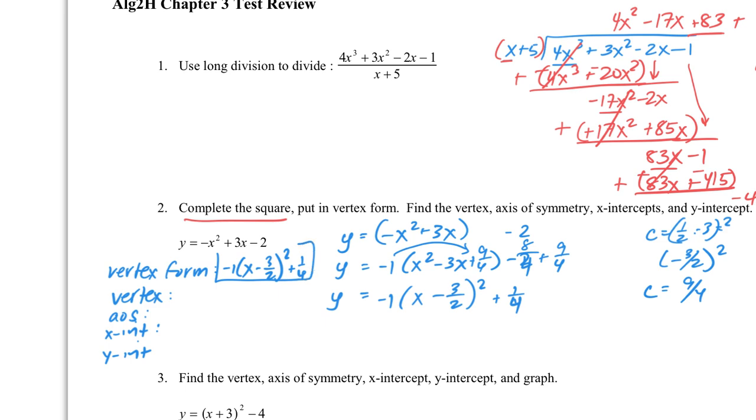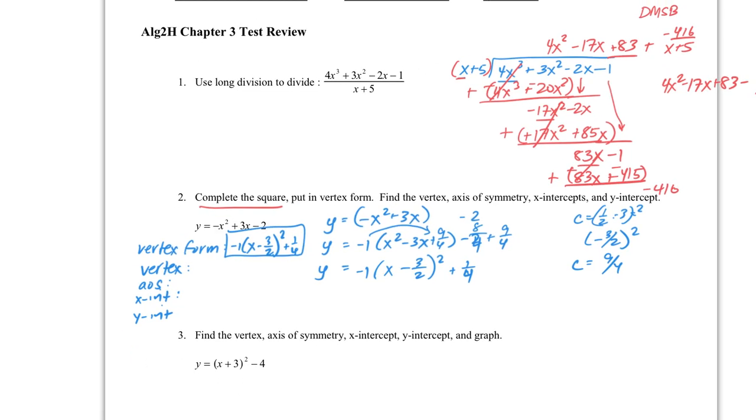This is vertex form. Then we're going to find the vertex from there. Well, you know the vertex is the opposite of what's in with the x. So it's going to be 3 over 2, and then it's going to be the k value outside, which is 1/4. So my vertex is positive 3/2 and positive 1/4. My axis of symmetry is the equation x equals 3 over 2.